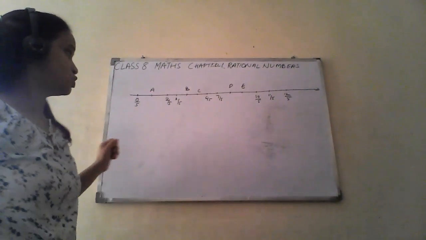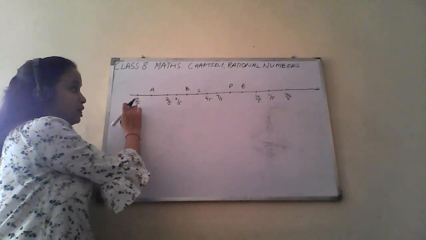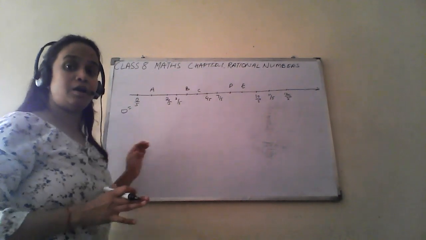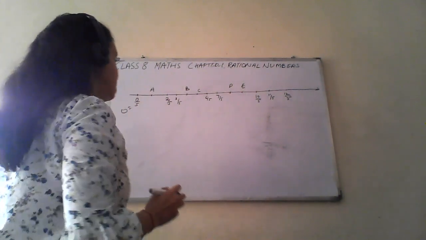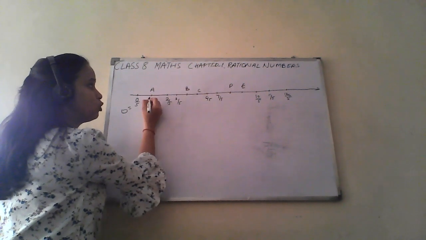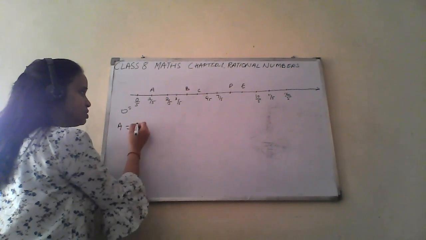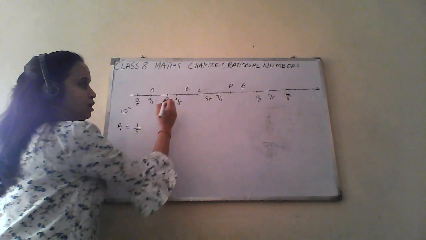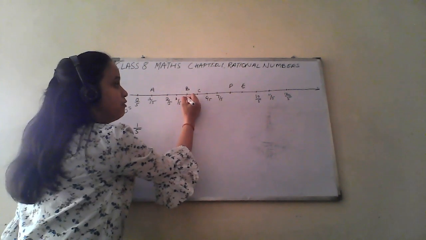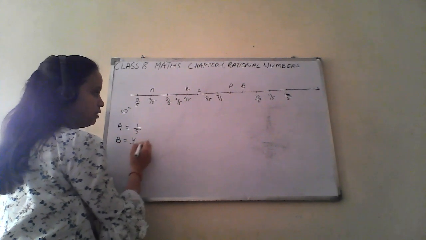By looking at the denominator, it is very clear that each section has been divided into 5 equal parts. Since this is 0 by 5, this is 0, this is 1 by 5. So what could be A? It will be 1 by 5. So the value of A is 1 by 5. 1 by 5, 2 by 5, 3 by 5. Next will be 4 by 5. So the value of B will be 4 by 5.